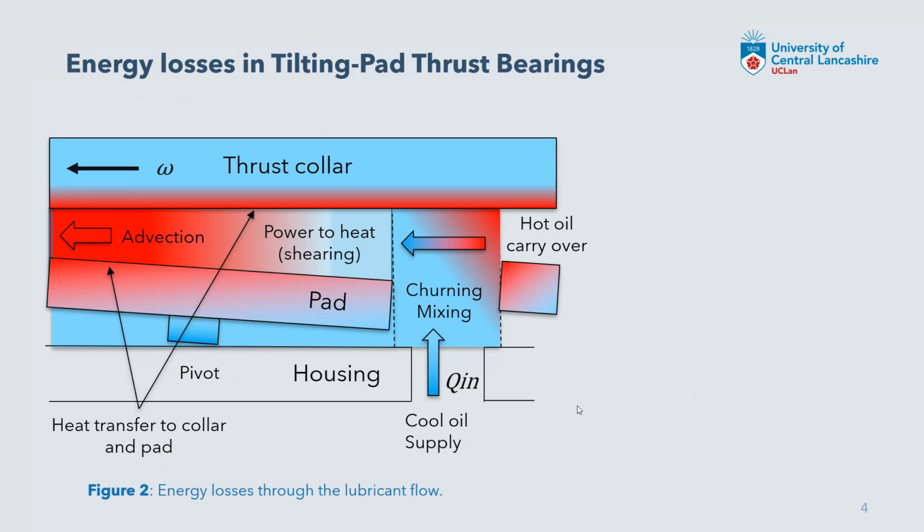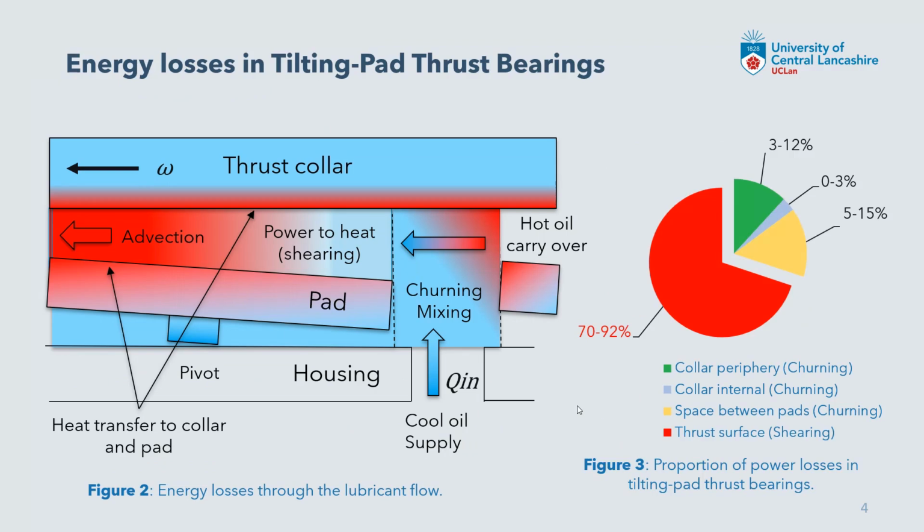This heat is then largely advected and taken out by the lubricant, out of the bearing, recycled and replenished. But some of the heat is also conducted into the thrust collar and the pad, which can also cause thermal deformation of the pads and collar.